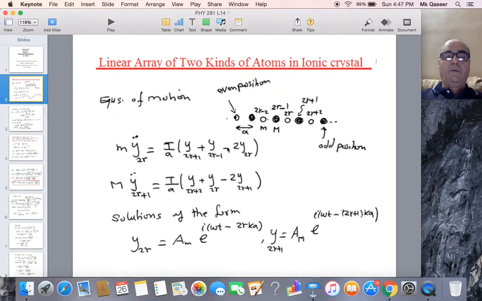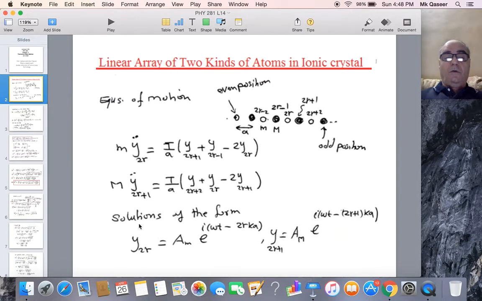m y double dot 2r, where 2r is the labeling for the 2rth mass. T over a represents the stiffness in this case: y sub 2r plus 1 plus y sub 2r minus 1 minus 2y sub 2r. Similarly, the equation of motion for the M capital mass is given by this equation.